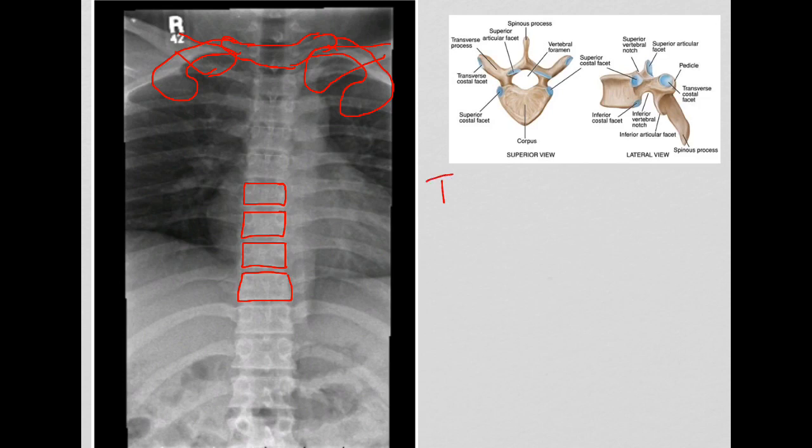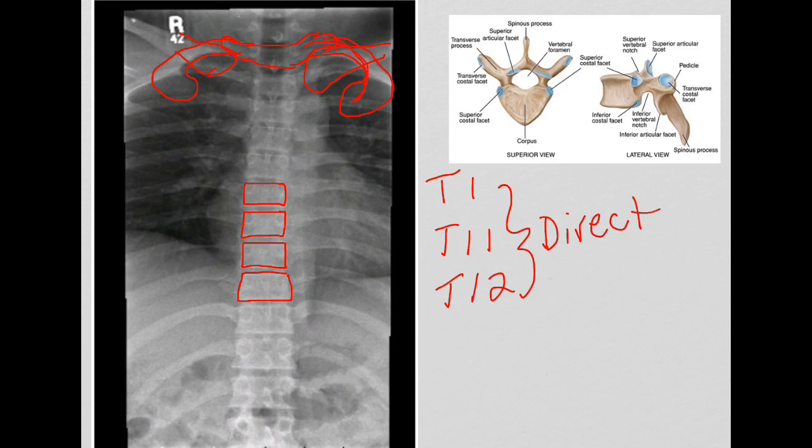Now, note that T1, T11, and T12 have direct articulations with their respective thoracic vertebral bodies. So what I'm saying is the first rib articulates directly with T1, T12 articulates directly with the 12th rib, and T11 articulates directly with the 11th rib. So this is T1. All the other ribs, T2 through T10, share articulations with their superior and inferior vertebral bodies.